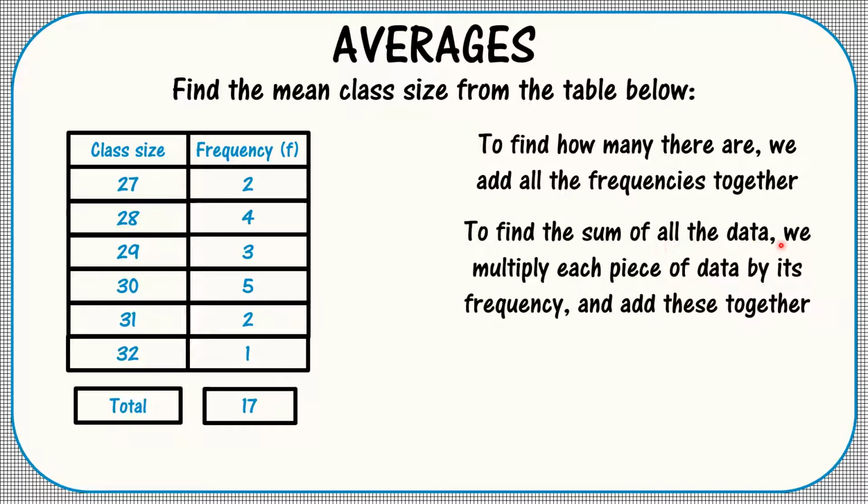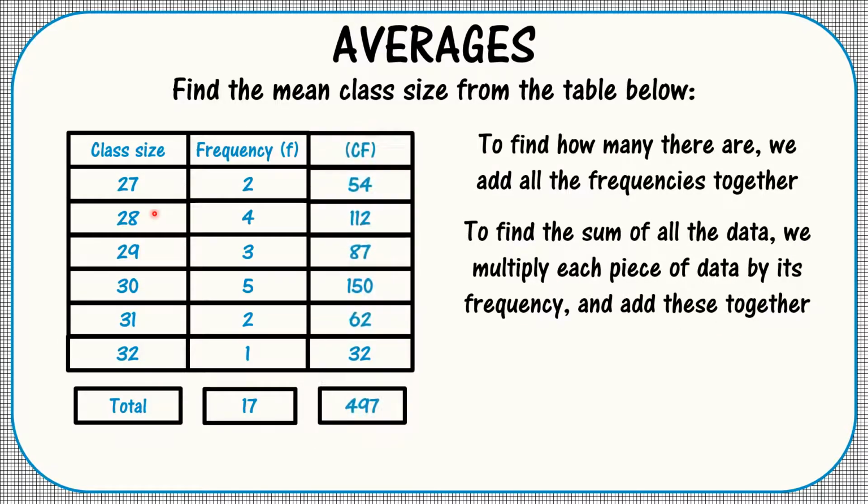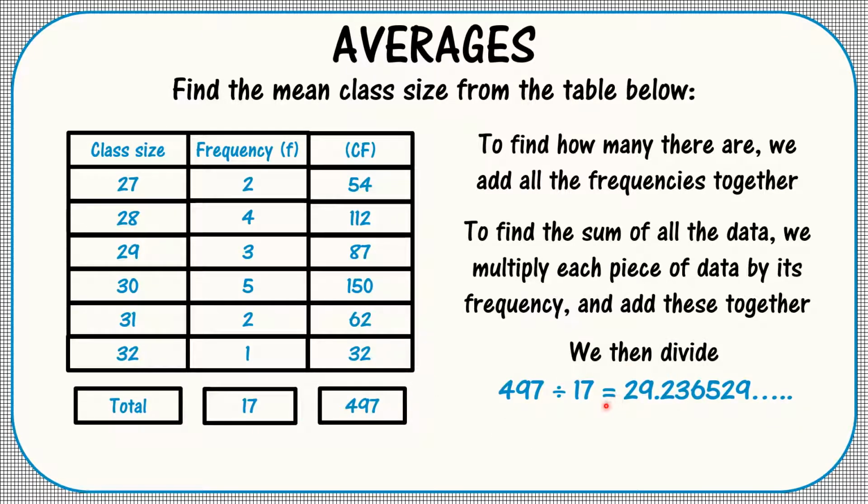To find the sum of all the data, we multiply each piece of data by its frequency and add these together. So you do 27 times 2, 28 times 4, 29 times 3, 30 times 5, 31 times 2, and 32 times 1. You add all of these values together, which is 497. And then we divide. 497 divided by 17 is equal to 29.236529, and so on. Then you just tidy this up to one decimal place. Therefore, we will say that the mean is equal to 29.3 to one decimal place.